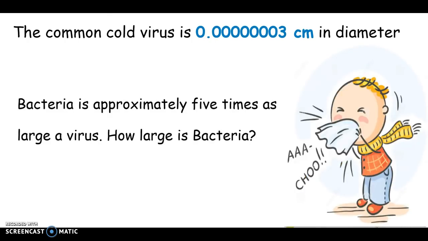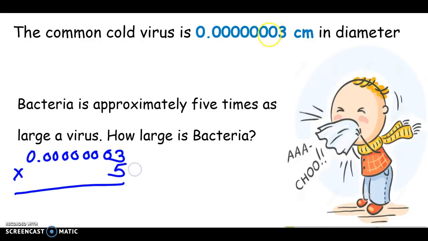So let's talk about scientific notation and why. The common cold virus is 0.0000003 centimeters in diameter. Bacteria is approximately 5 times as large as a virus. How large is bacteria? So if you were doing calculations with these really small numbers, you would take 0.0000003 and times it by 5. So just count the places, 1, 2, 3, 4, 5, 6, 7.